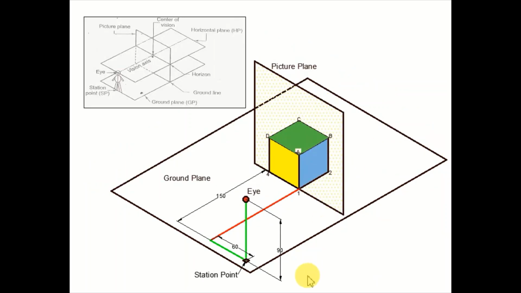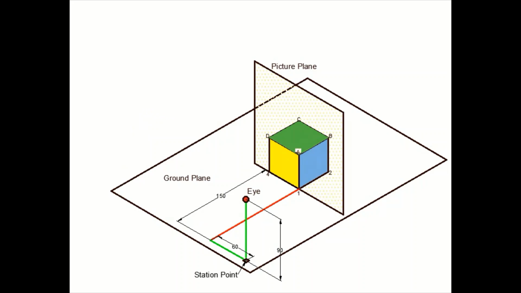So as per the given data in the statement, we have placed the given object on the ground plane. We have placed the object in such a way that one of its faces is touching the picture plane, since we are going to make the one point perspective view. And then we have also located the observer, in this case the eye of the observer, as per the given data. So all this activity needs to be done keeping this concept in mind.